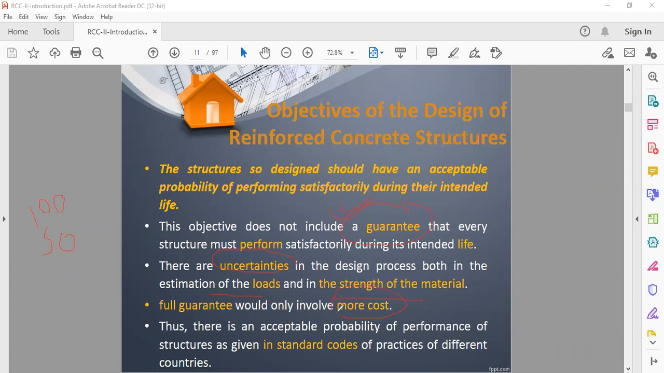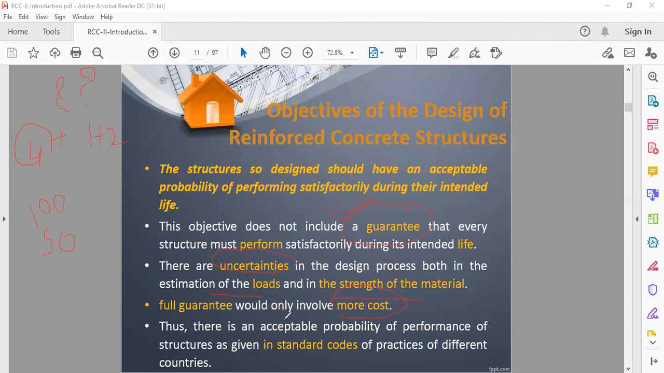And many times what happens is that someone wants to build additional stories on a structure. Suppose the structure was designed only for four stories. Now someone has already constructed plus one or plus two stories instead of four. So what about that load? What about that strength? Who is responsible for that? It happens most of the time.